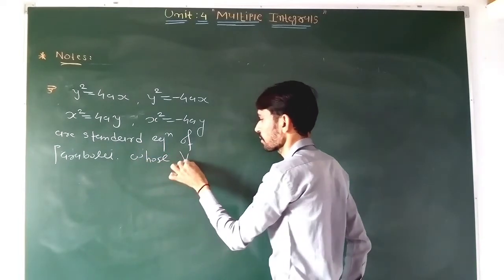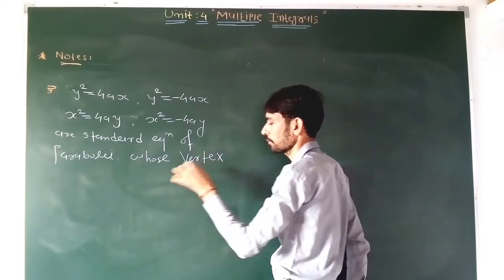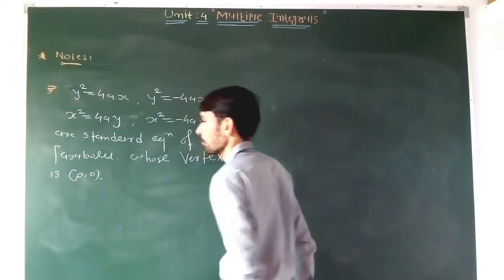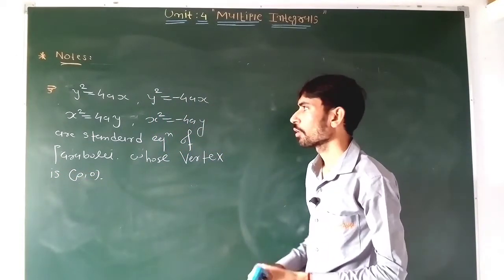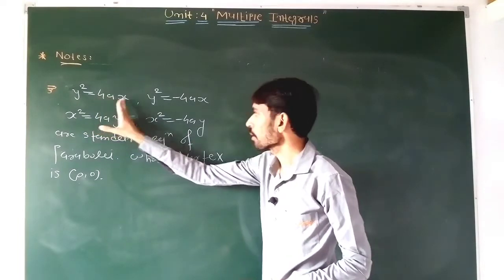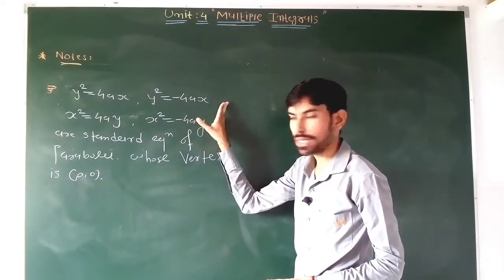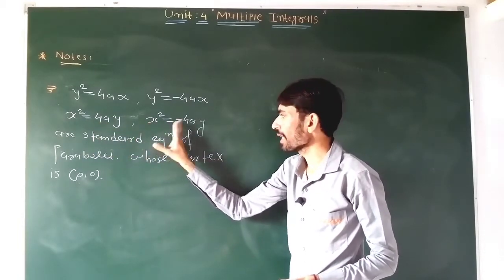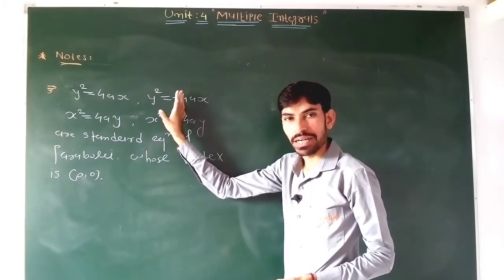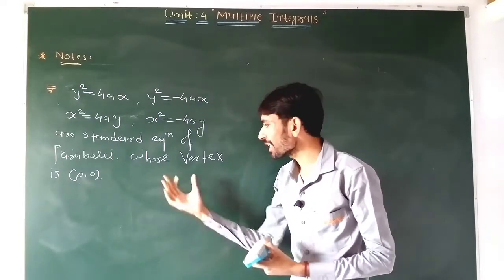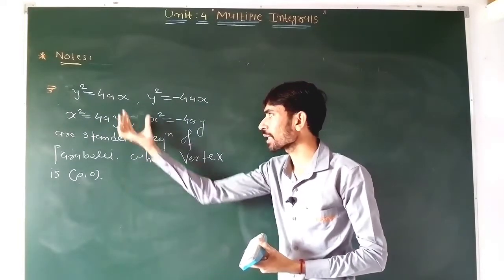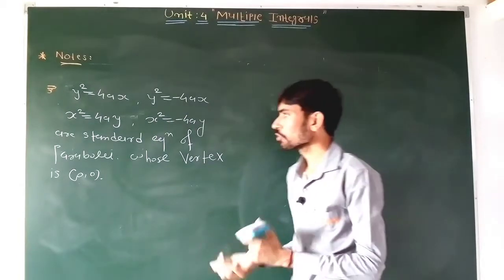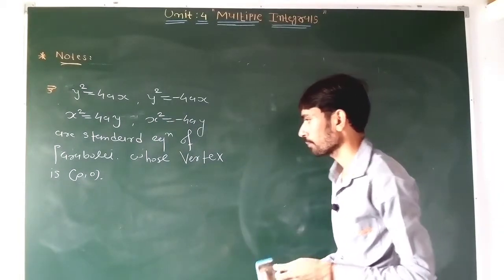Whose vertex is the origin (0, 0). As you know, y square is equal to 4ax, y square is equal to minus 4ax, x square is equal to 4ay, and x square is equal to minus 4ay are standard equations of the parabola whose vertex is (0, 0). That means all four of our parabolas pass through the origin (0, 0). So here we draw the shape of all.